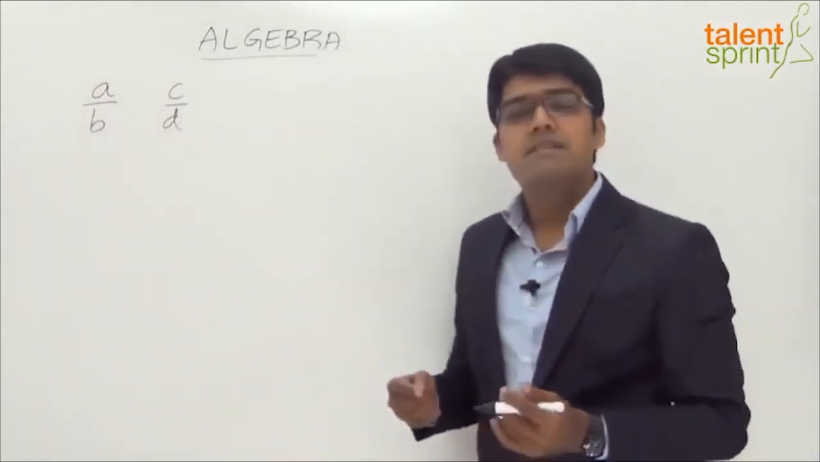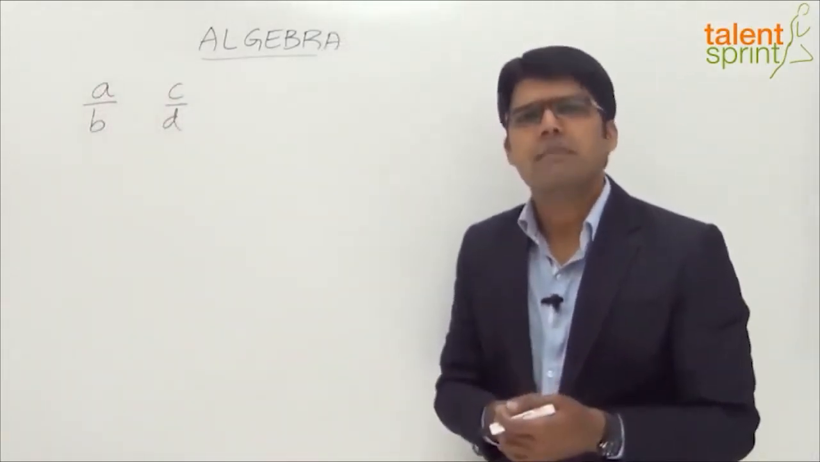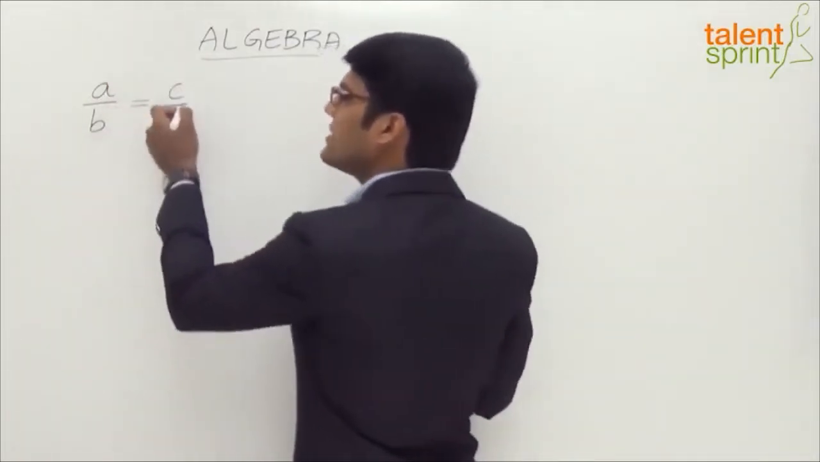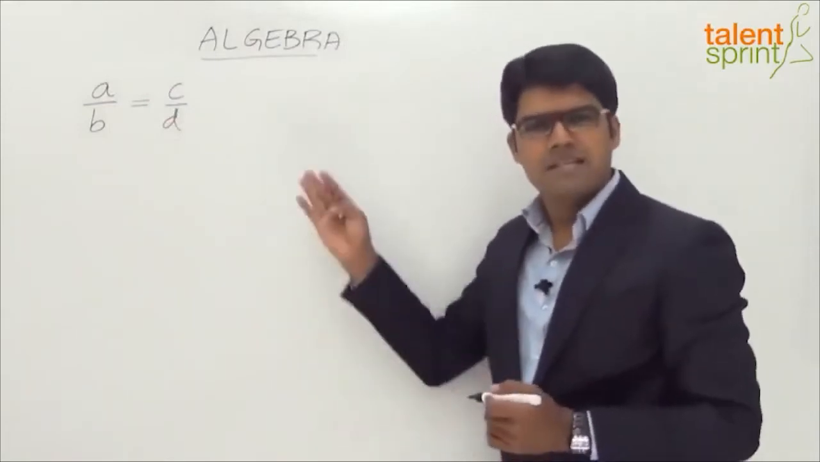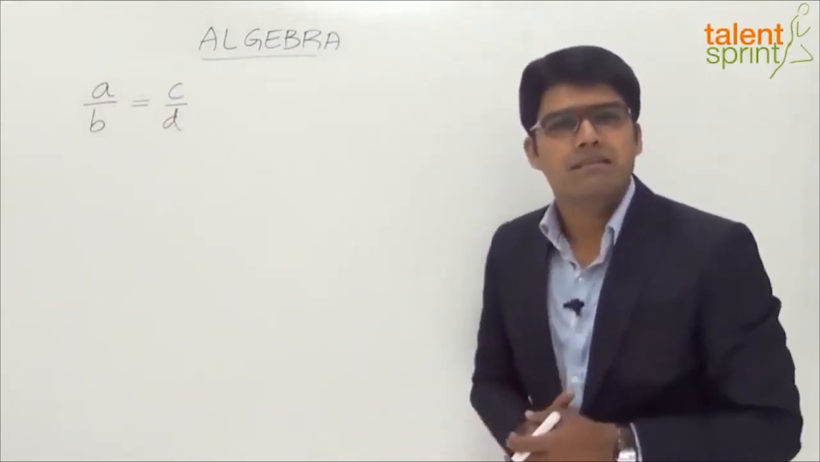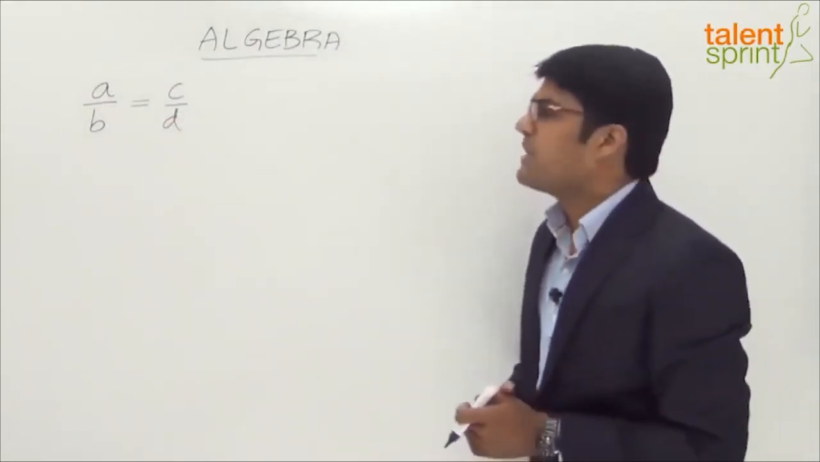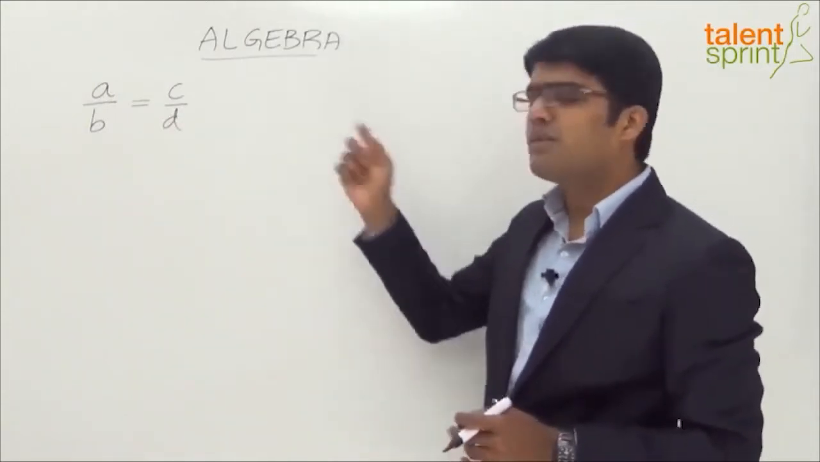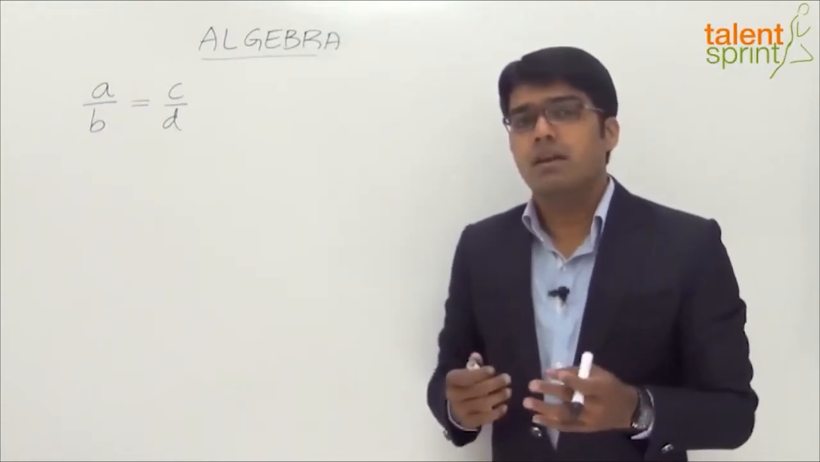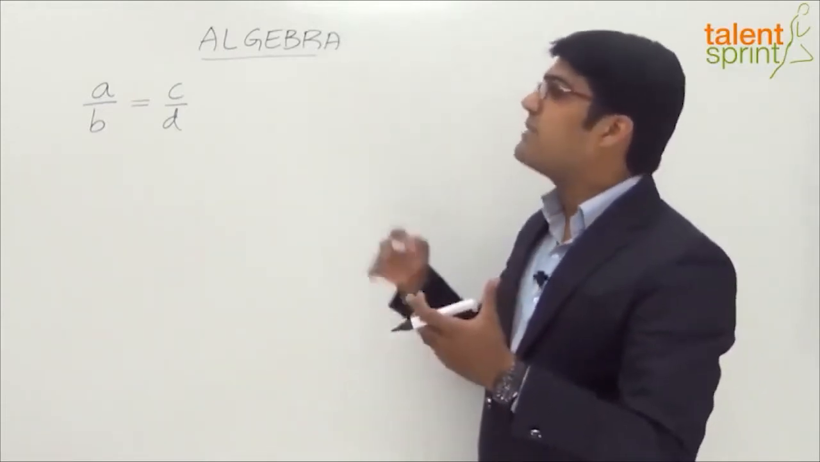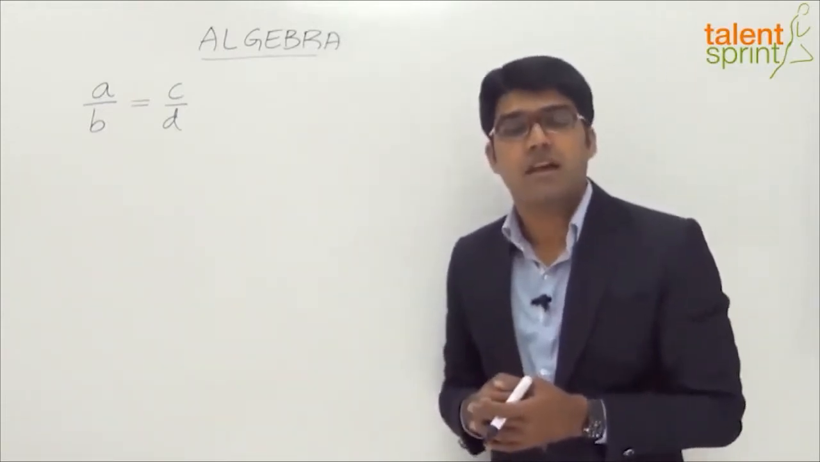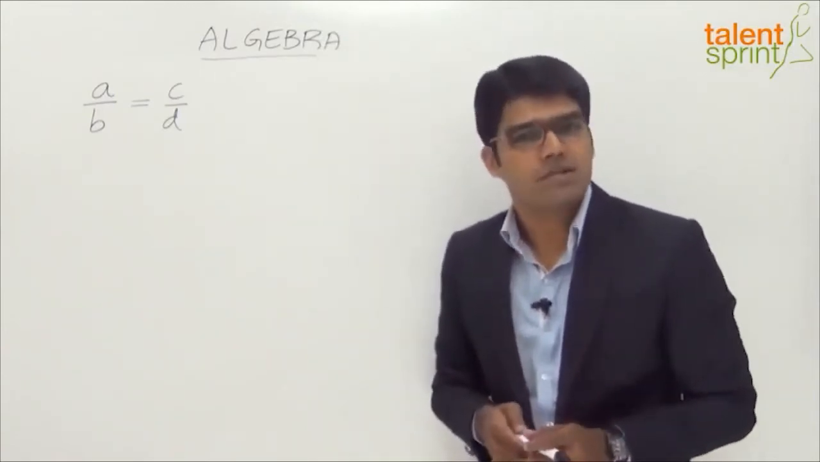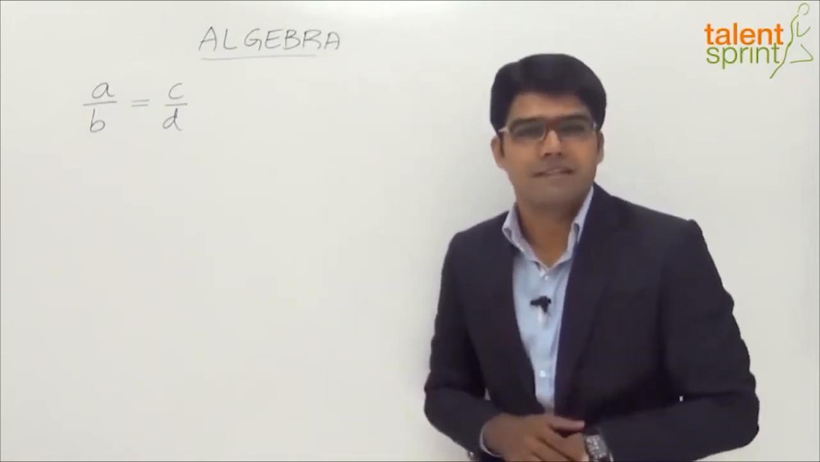Now what does it mean when we say that the two fractions are in proportion? Basically they are equal. The ratio of A to B is equal to the ratio of C to D, which has been covered in detail in the video on ratios and proportions. So here we have the concept of proportionality: A is to B as C is to D. Now let's see what kinds of operations can be performed on these two fractions to arrive at different relationships which can be helpful in answering questions from various topics easily.